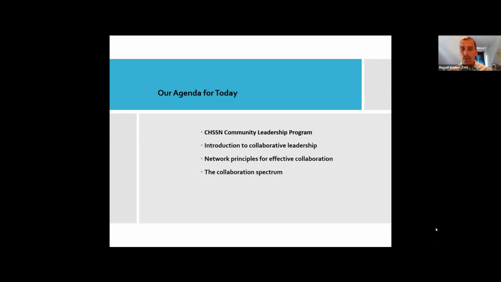Given all the work that we do in the community sector, collaborative leadership is a topic that's discussed quite often. So we're going to introduce the basic definitions of what we're talking about when we talk about collaborative leadership. We'll then talk about some of the principles around collaborative leadership from a network perspective, given that we all work within networks, and finish off by looking at what we're referring to as the collaboration spectrum.